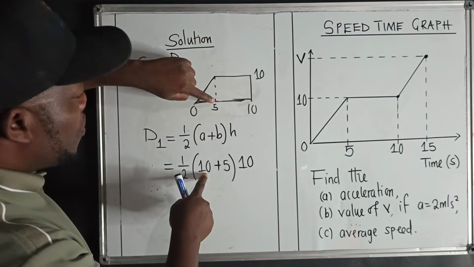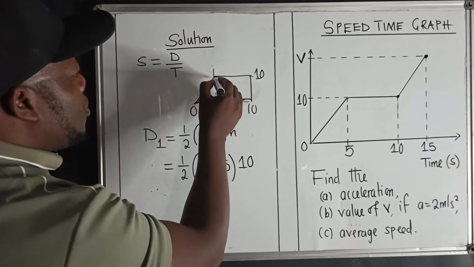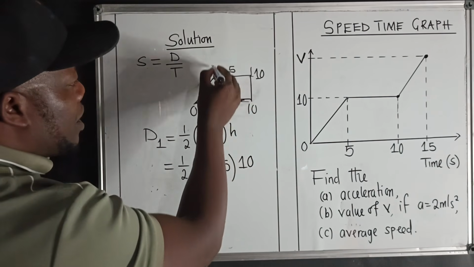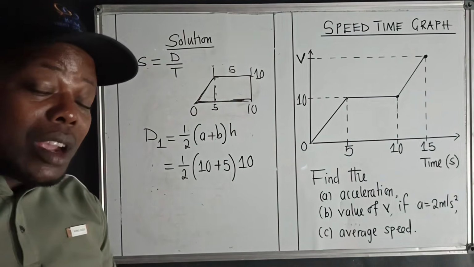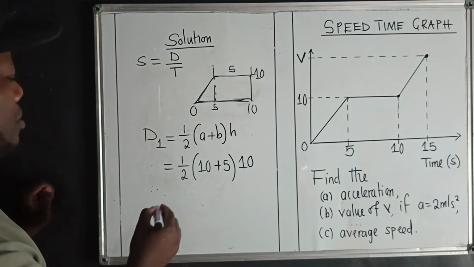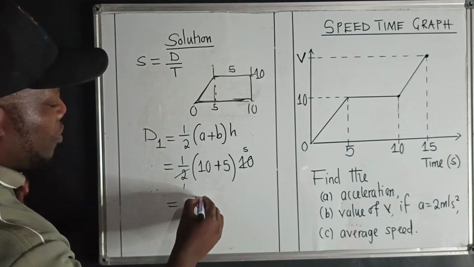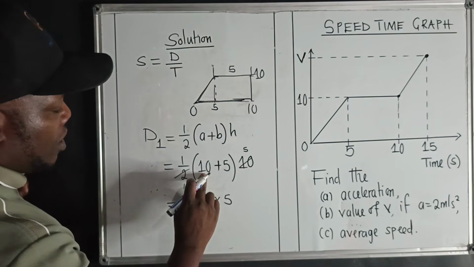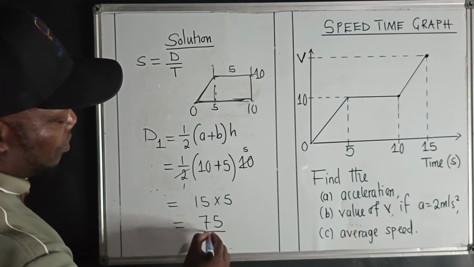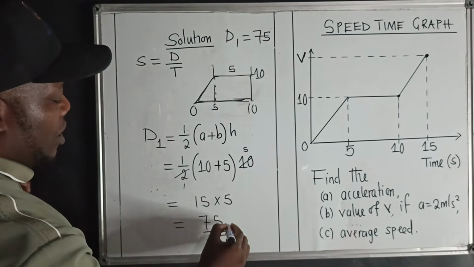My B will be a distance from right here. Look at this. We've got this line and this line. So the distance from here to here, it's a 5. Because it's starting from 5 all the way to 10. So 10 minus 5, it's a 5. That's where the 5 is coming from. While for the height, it's from here to here. That's 10. So 2 into 2, 1. Into 10, it's a 5, which is equal to 15 times 5. 10 plus 5, it's a 15. You multiply these, you're getting a 75. So that's distance 1. Distance 1 is equal to 75 meters.